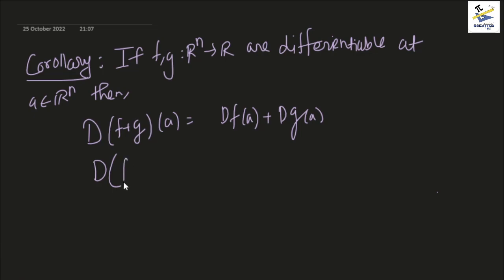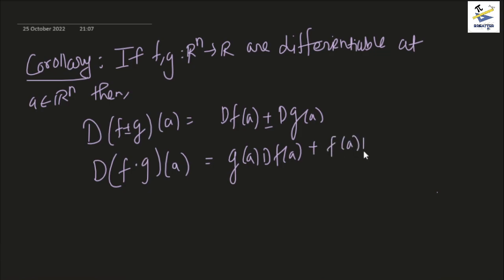So in case of summation, it's pretty simple. We can do plus or minus as well. In case of multiplication of two functions, if you are going to multiply f into g, we can write this as g of a into df of a plus f of a into dg of a.